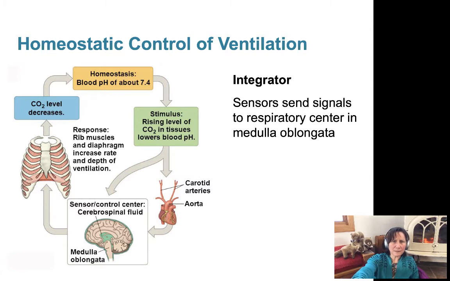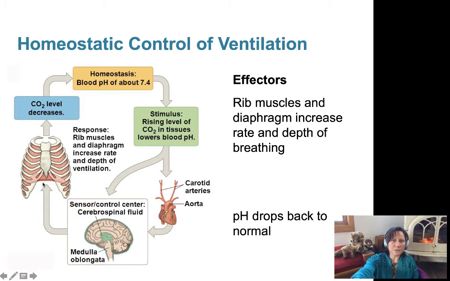When that happens, there's a signal sent to the medulla oblongata. So it's sensed in one part of the brain that pH has gone down, and it sends a signal to the medulla oblongata asking, hey, are we at the set point, or higher or lower? The medulla is then going to send a signal to the effectors, to the rib muscles and the diaphragm. That's going to increase the rate and the depth of ventilation, and that should result in expelling more CO2, which should then bring the pH up to where it should be for the body. And then, of course, this cycle will repeat.